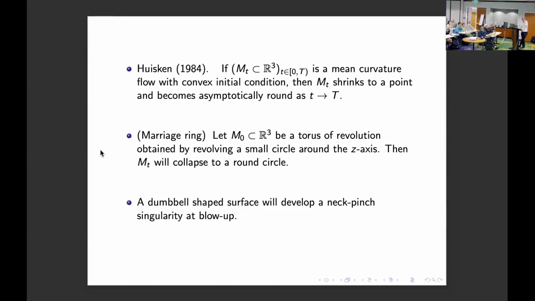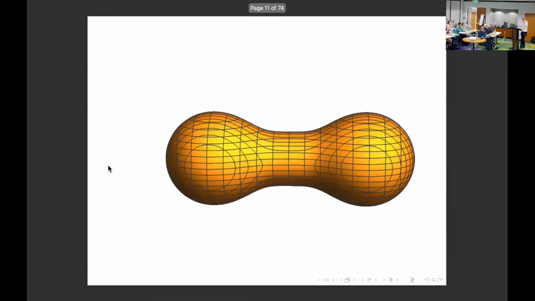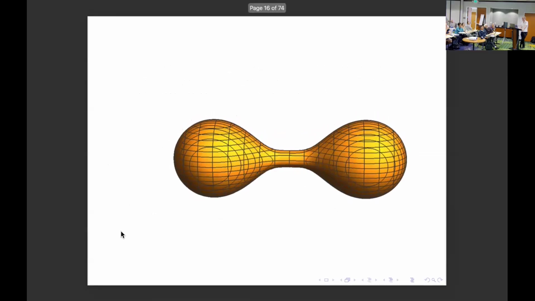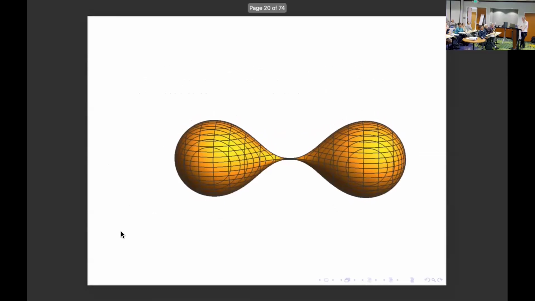Okay. Now, another key example is a dumbbell example, which gives you a neck pinch. So here, you have a surface, right, which has two roughly spherical portions joined by a neck. And then under the evolution, the neck again starts getting large mean curvature. It starts shrinking rapidly, and this instability leads to this kind of neck pinch, right?